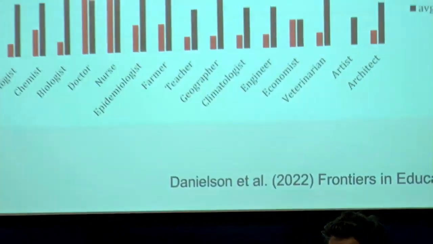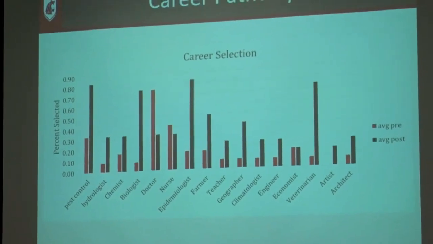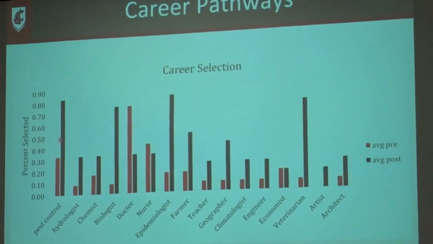What about career selection? Same format. Here, however, we have career on the x-axis, percent selected on the y, pre-curricula in red, post-curricula in black.